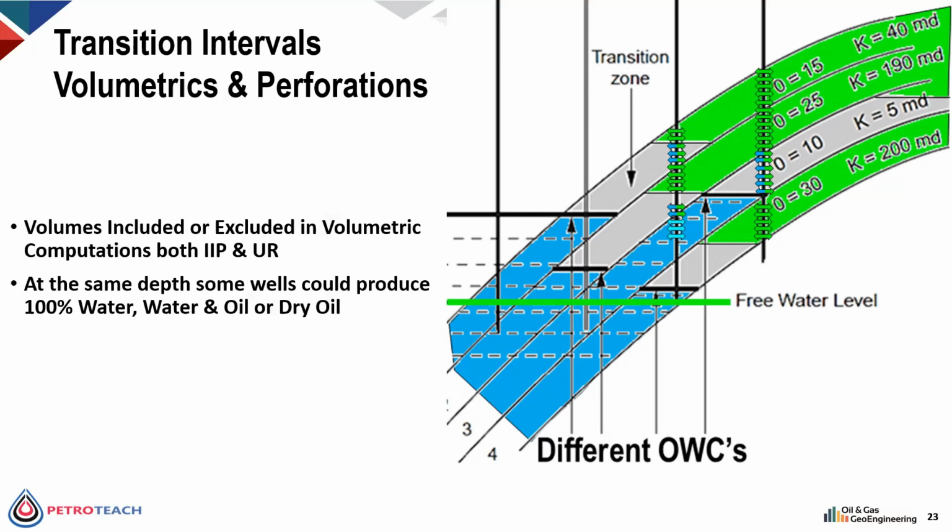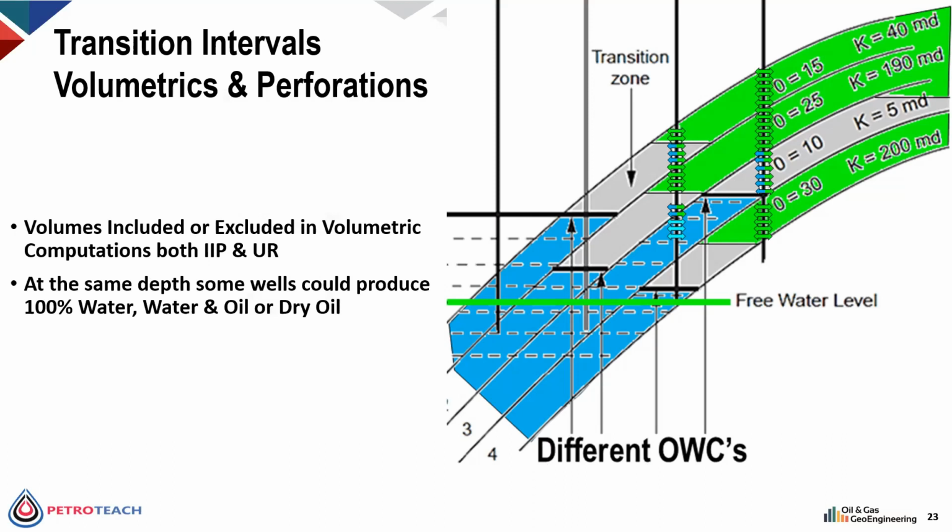Now, if you look at the well on the right-hand side, which has been perforated over a greater interval, but certainly over the same intervals that have been perforated there, you can see that where you were producing 100% water or water and oil, like at the base, on the right-hand side you will be producing 100% oil. So in the same reservoir, same hydraulic system, simply because of the transition zone, one well could be producing water, while a well some distance away would be producing 100% oil.